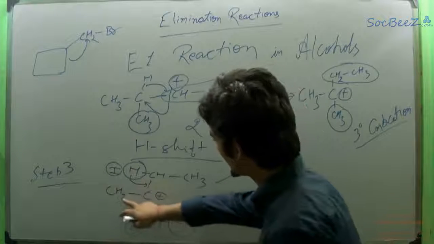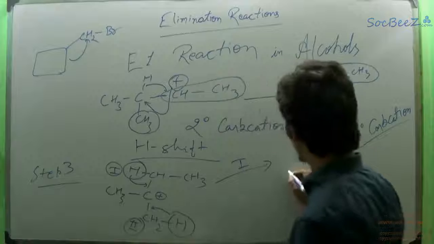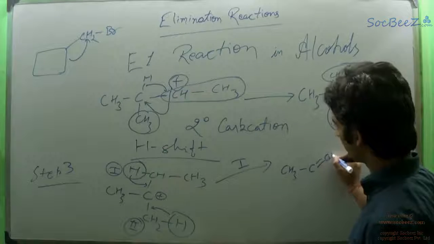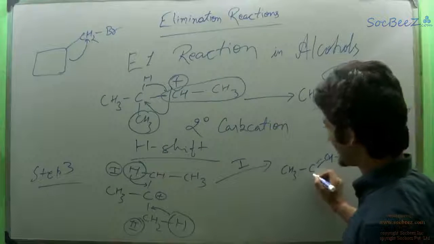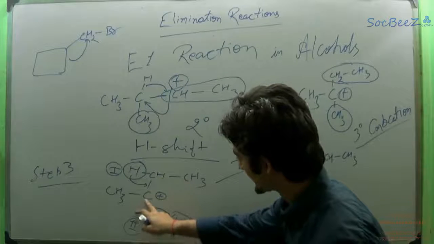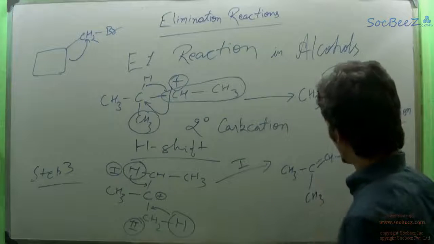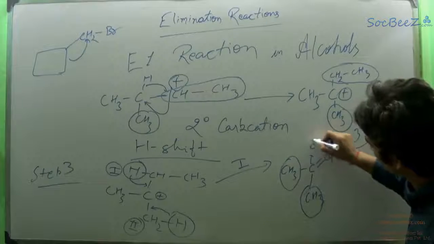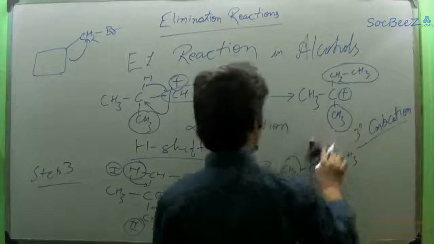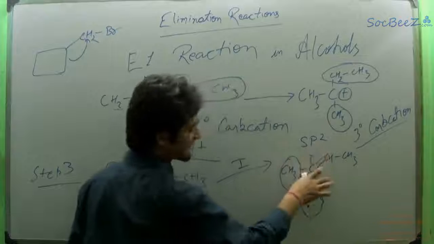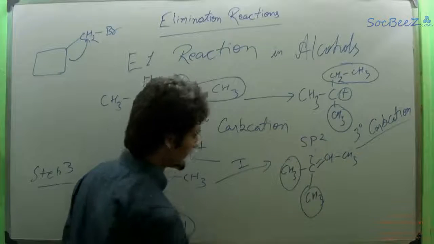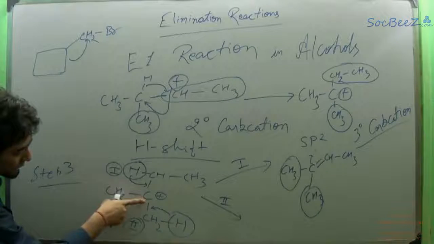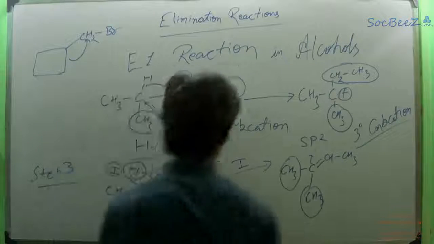When this one is eliminated, there is a double bond between this carbon and this carbon, CH3, carbon, double bond, CH, CH3, and here is one more CH3 attached to the second carbon atom. See, there are two alkyl groups attached to the sp2 carbon. This is the sp2 carbon. There are two alkyl groups attached. While in the second molecule, if this H is eliminated, the double bond forms between this and this. So let's see what happens here.